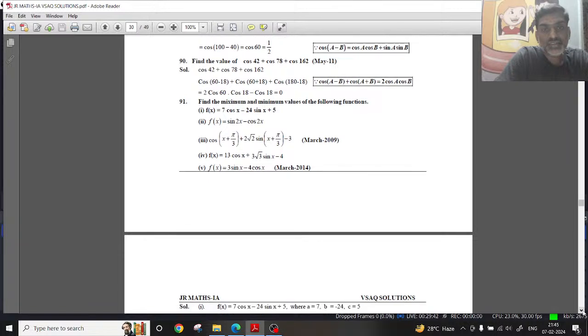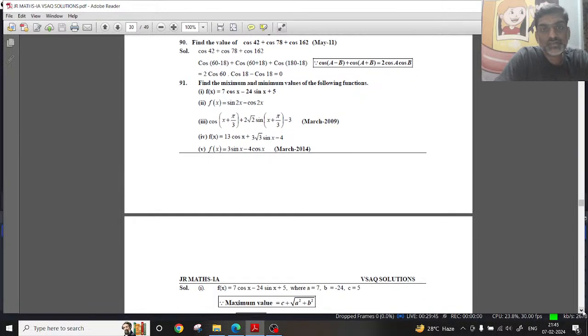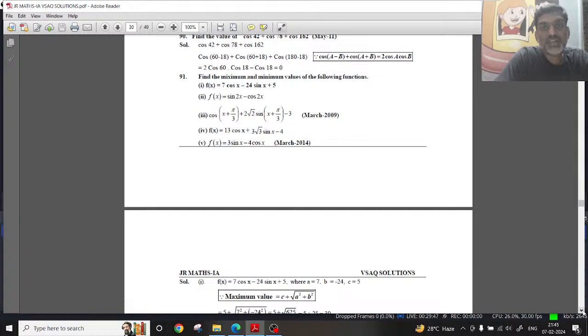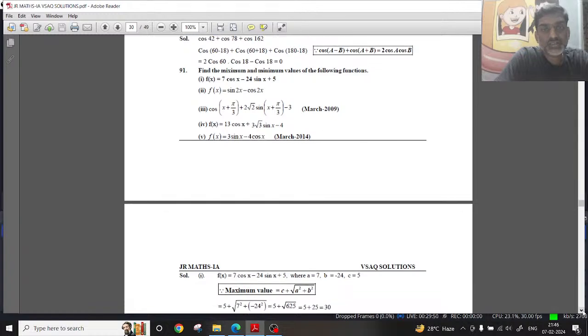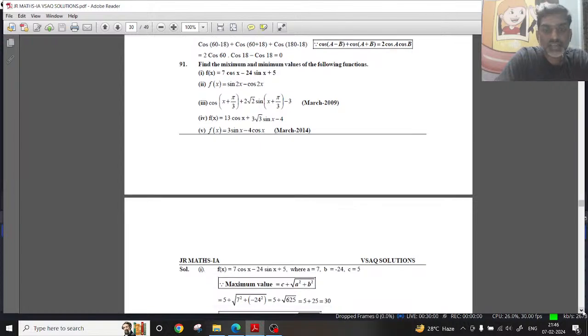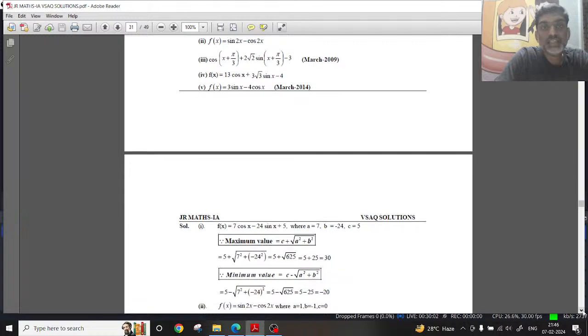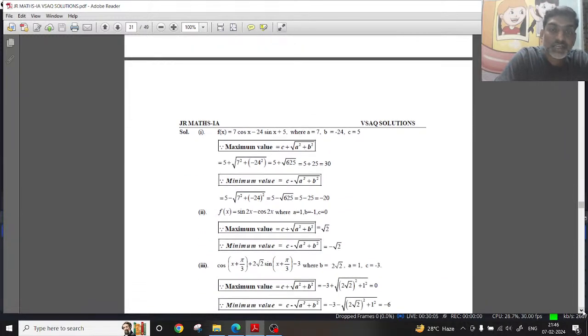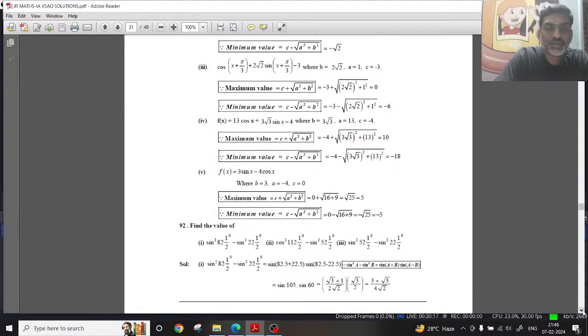And next, f of x equal to sin 2x minus cos 2x. What is the maximum value and minimum value? And next one is cos of x plus pi by 3 plus 2 root 2 sin of x plus pi by 3 minus 3. And again fourth one is same like 1. And the fifth one also same. So second and third questions are different. Sin 2x minus cos 2x, using same formulas here. And third one also same formula they are using, because theta is the same. No issues.